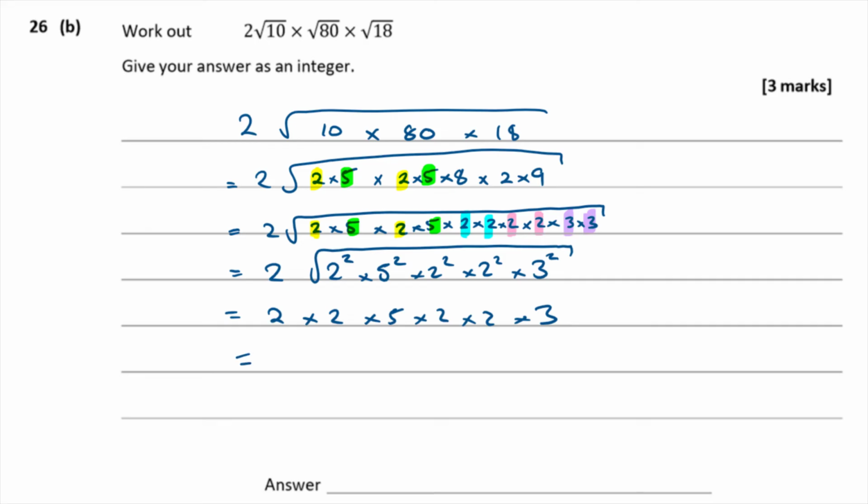Okay, it's a lot to multiply, but we can do it. So 2 times 2 is 4, times 5 is 20, times 2 is 40, times 2 is 80, times 3 is 240. Done. Well, I didn't really know what I was doing there, but it kind of came together at the end. Cool. 240.